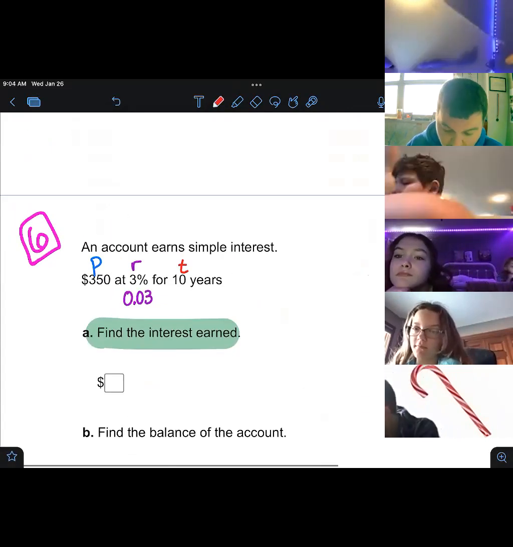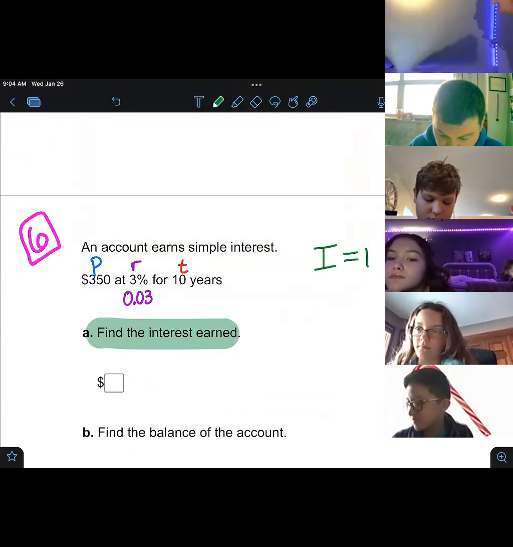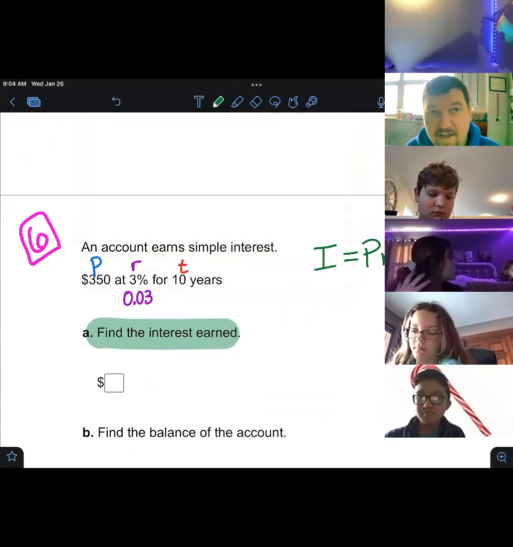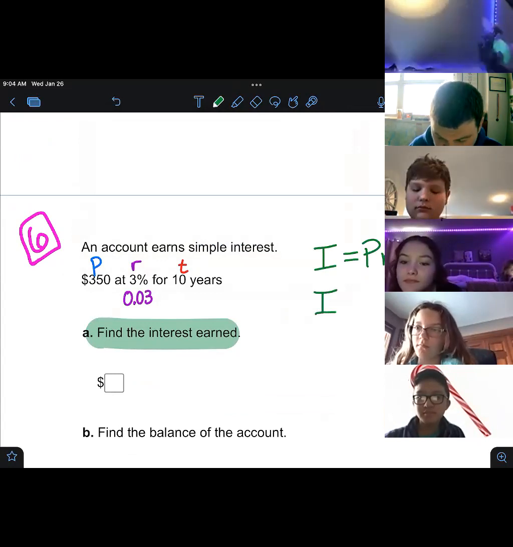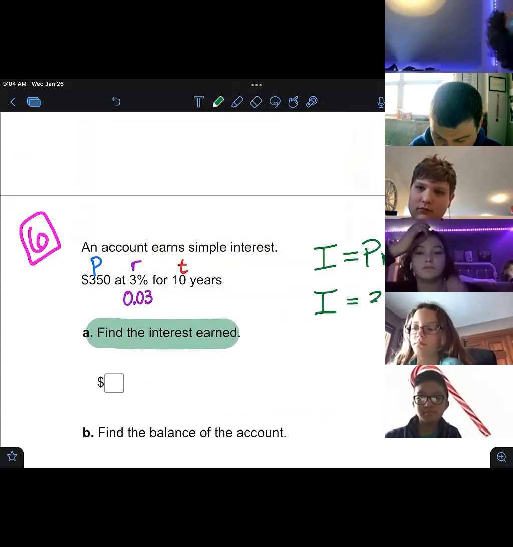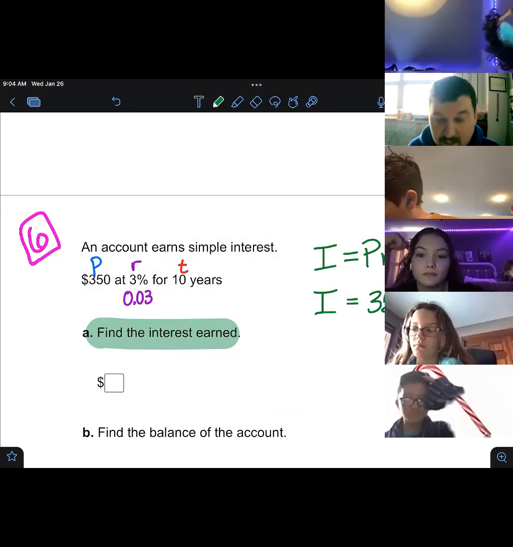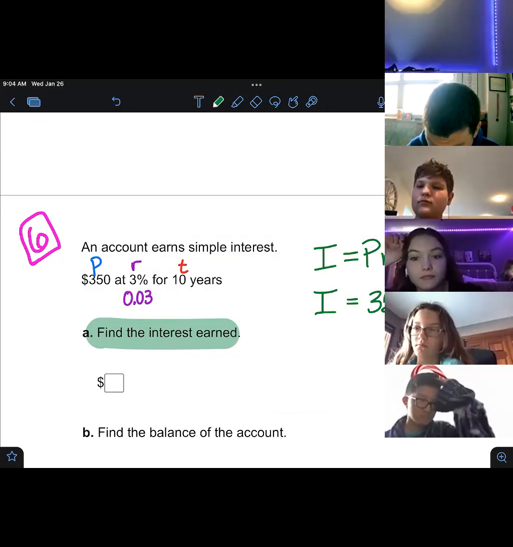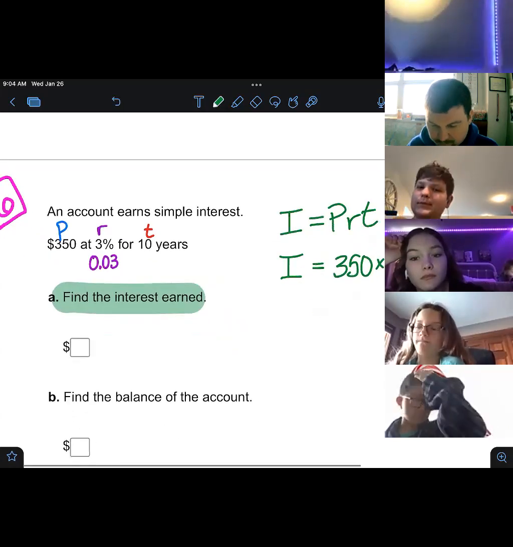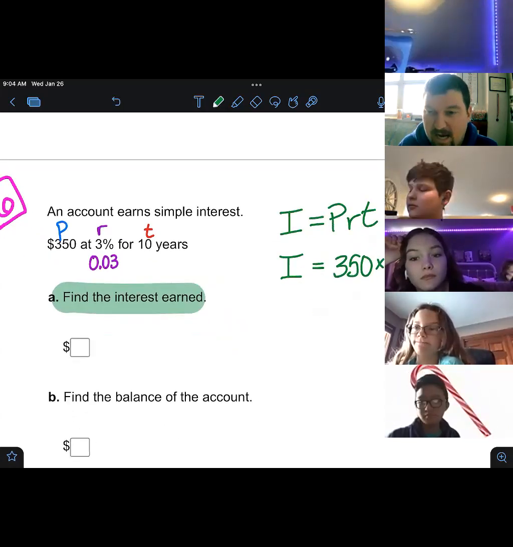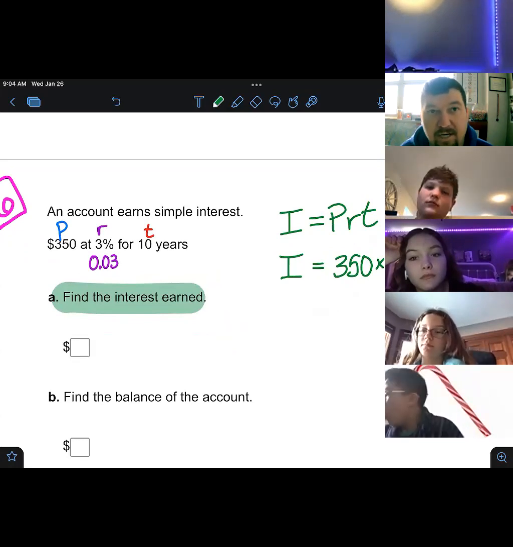There's our T. So on my homework, I would start by writing the simple interest formula down that we're going to use for every single problem. And then underneath I can't replace I with anything because I don't know what I is. But underneath P, I can replace that with 350. I can replace R, the 3%, with 0.03. And I can replace the time with 10 years. Caden Scott, can you tell me what you get when you multiply 350 times 0.03 times 10?